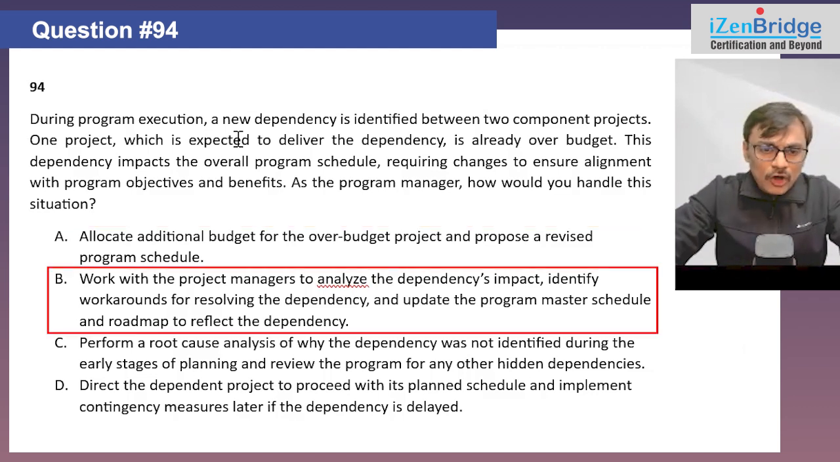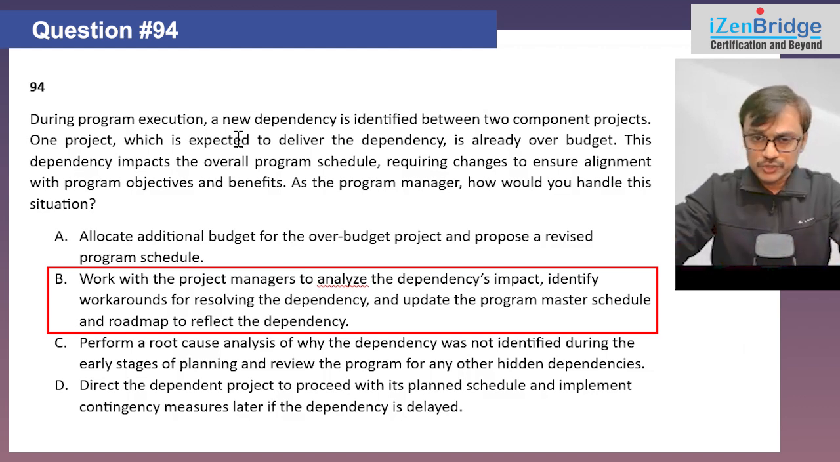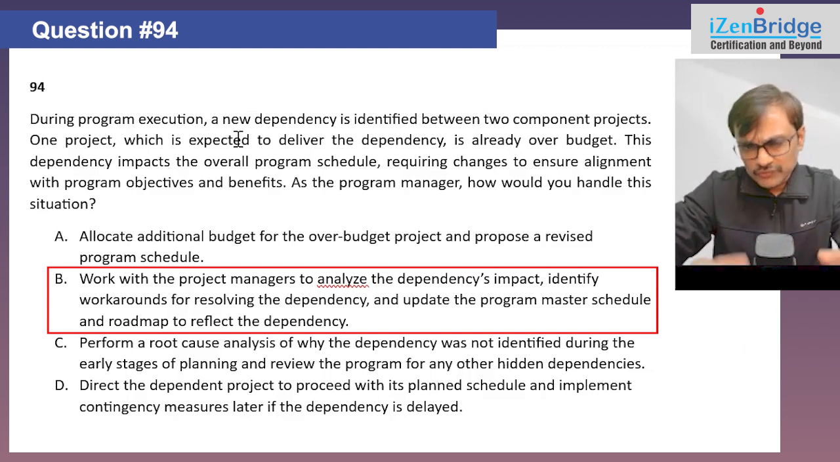Yeah. Option B, work with the project manager to analyze the dependency's impact. Good idea. Identify a workaround for resolving the dependency. If possible, great, so I don't have to change anything. And update the program master schedule and roadmap to reflect the dependency. Looks good. So as of now, this has all the elements which are needed. It takes care of the issue getting resolved with the workaround. It does not focus too much on touching the baselines, probably not needed, but does talk about the program management plan, program schedule, and program roadmap getting updated.